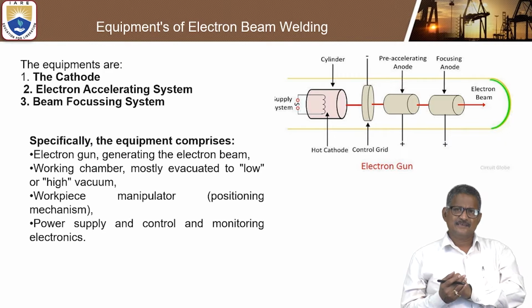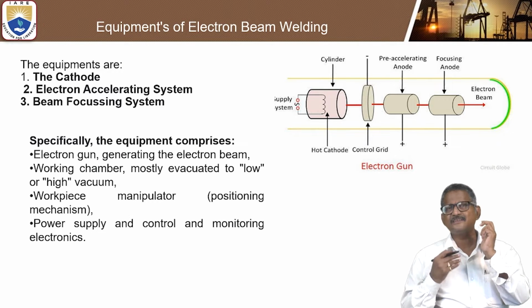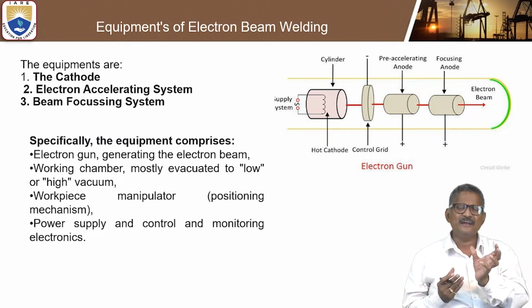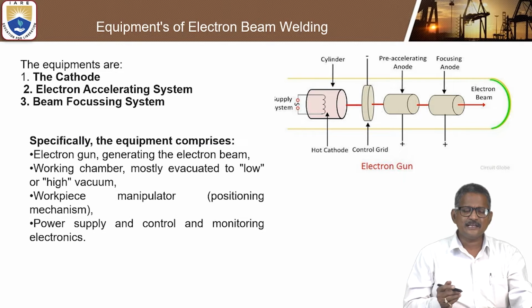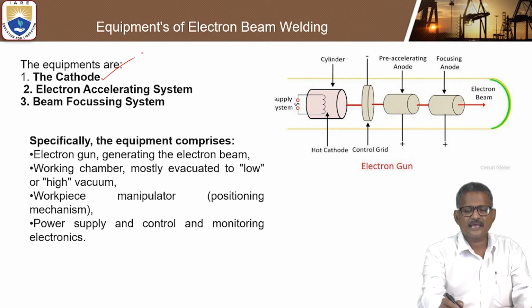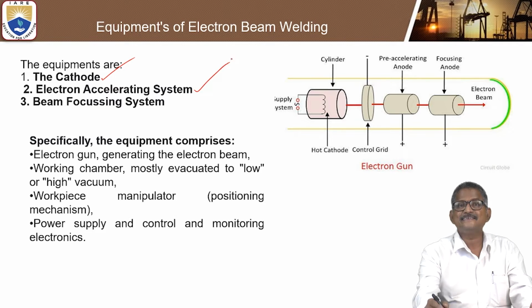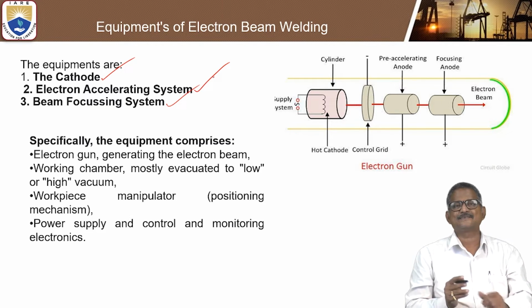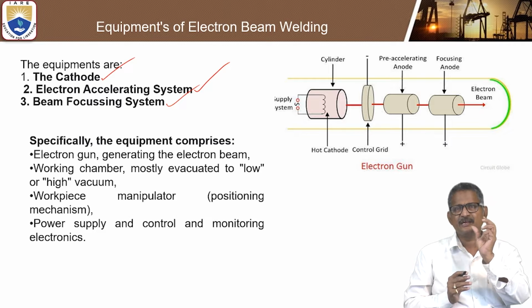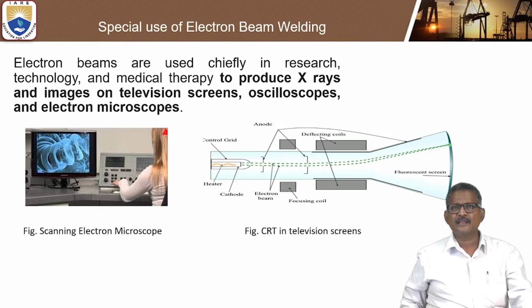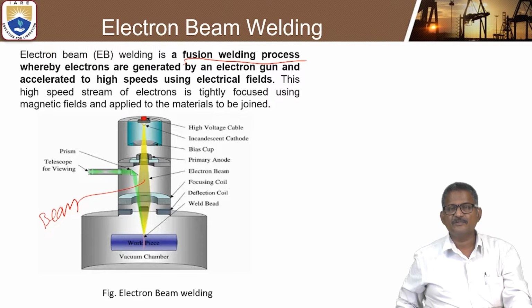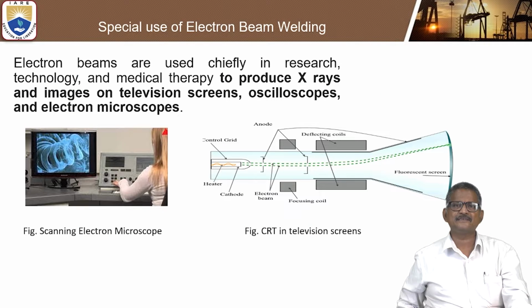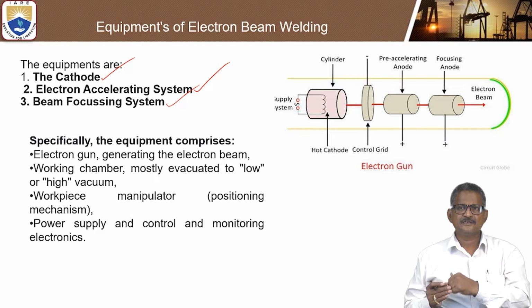Now let us see the equipment. What different types of equipment are required to get the conceptual features of electron beam welding? Generally the equipment consists of the cathode, the electron accelerating system and the beam focusing system. These are the three major pieces of equipment involved in electron beam welding. Initially this is called the electron gun, with the cathode, and how the beam works can be explained with this equipment.